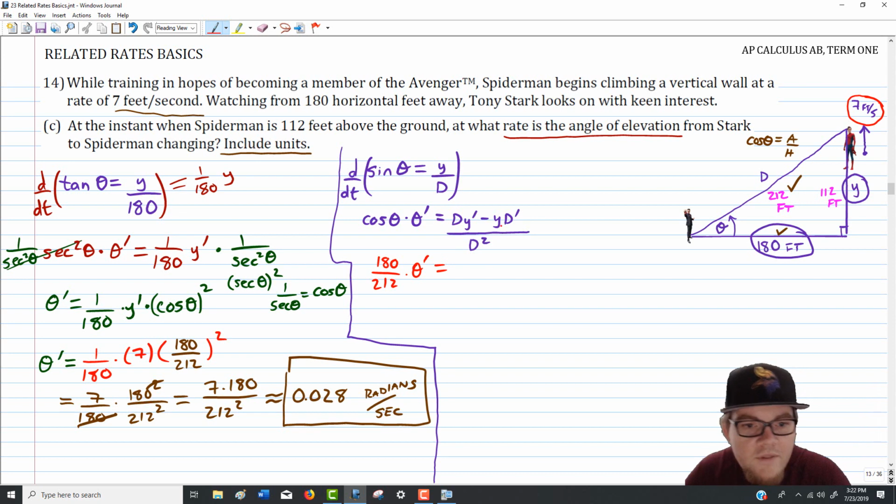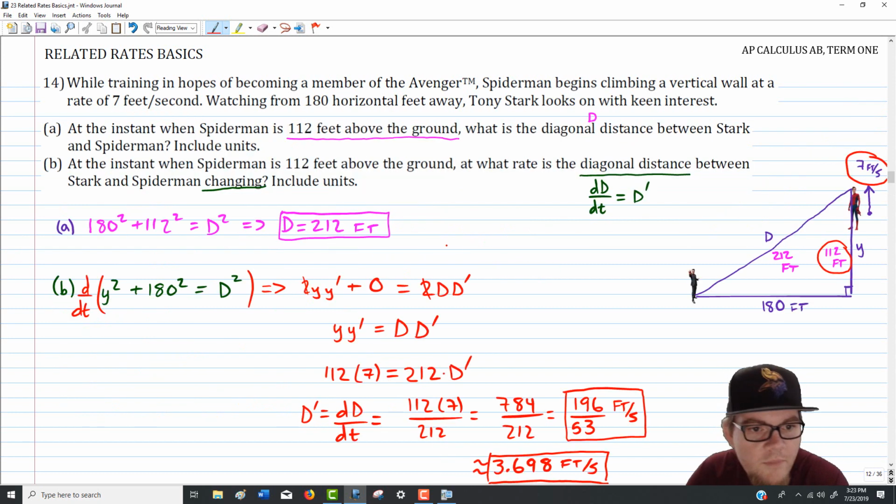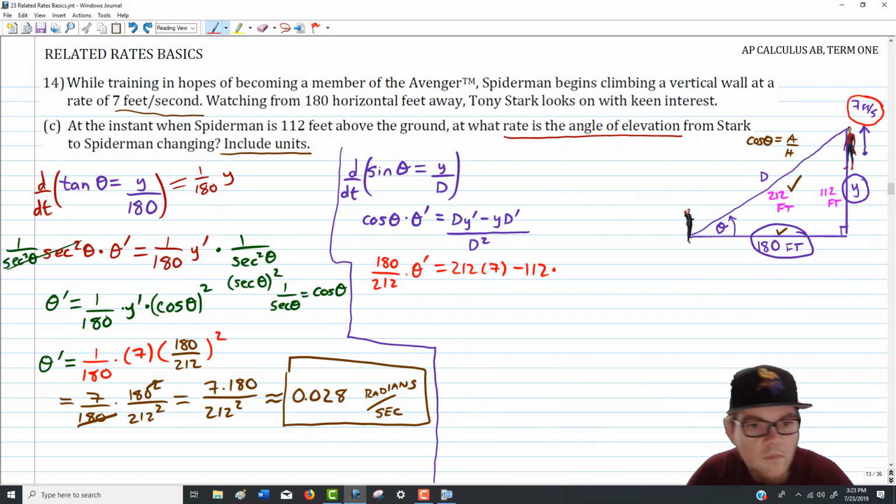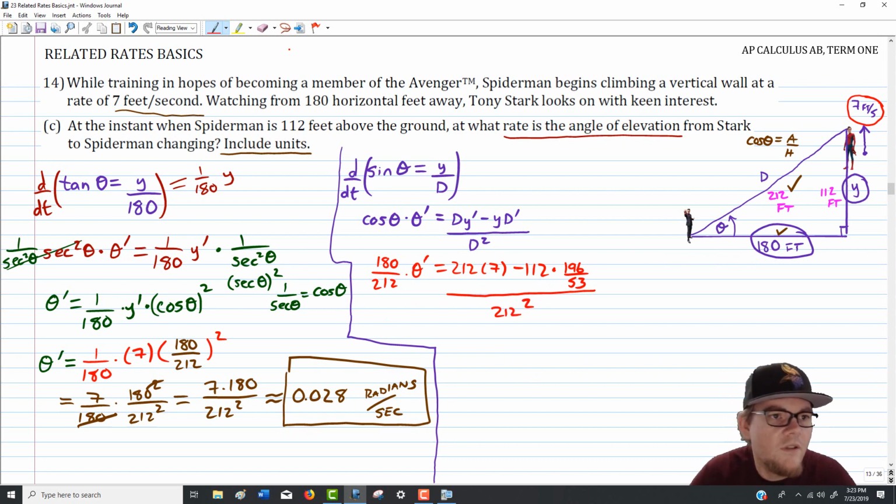On the right side, we have d times y prime minus y times d prime. And now we don't have d prime written on this page, but we found d prime before. It's 196 over 53. So 196 over 53. And then all of it is divided by d squared, and d squared is 212 squared. So this expression is what we need to solve.